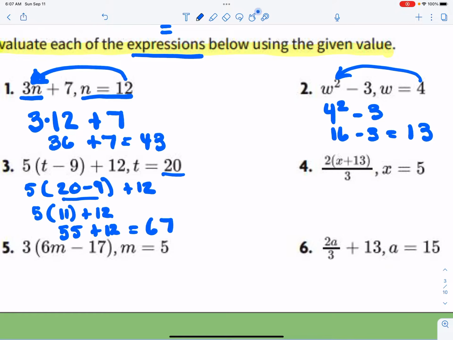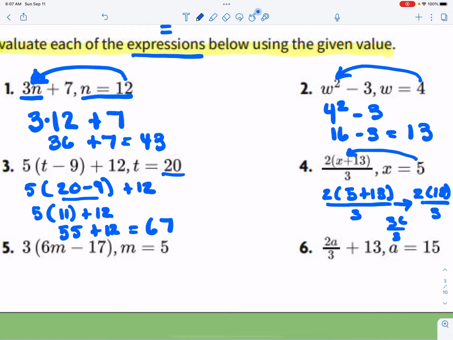Our next one, we'll take the 5. Again, put it right there. The x is going to be. So we end up with really 2 times 5 plus 13 over 3. So that's the same as 2 times 18 over 3. All right. And 2 times 18 is going to be 36 over 3. And 36 divided by 3 is equal to 12. All right. Got the idea there?